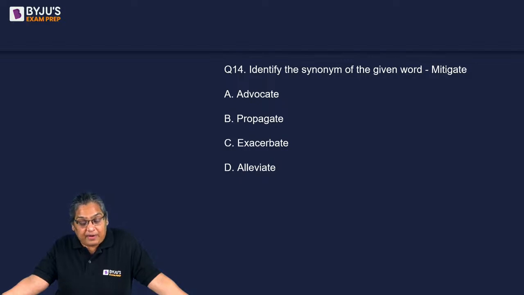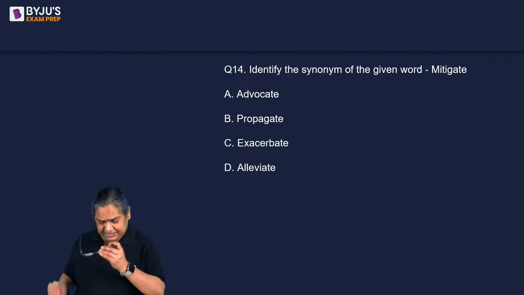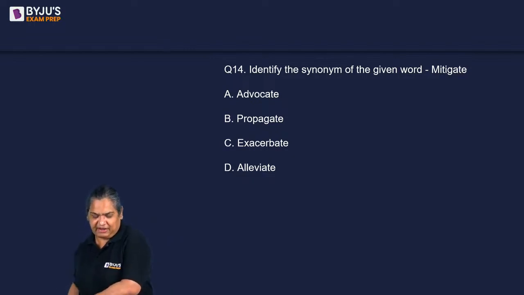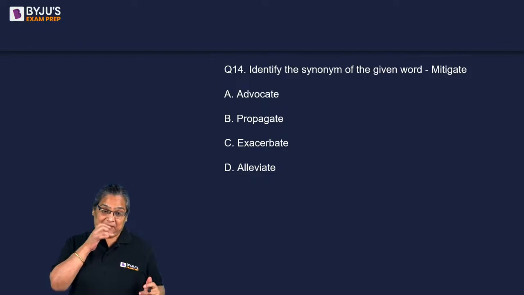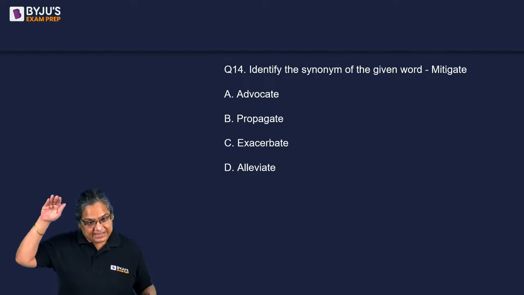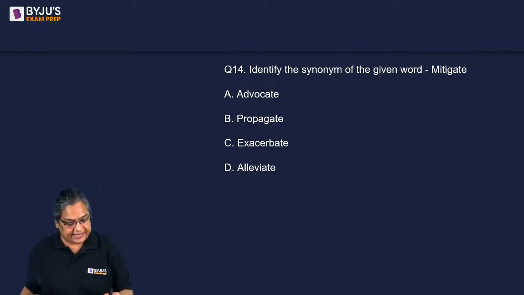Identify the synonym of mitigate. Advocate, propagate, exacerbate, or alleviate. What is the synonym of mitigate? He worked to mitigate the sufferings of the poor. Mother Teresa dedicated all her life to mitigate the sufferings of the poor. What does mitigate mean? Mitigate the traffic crisis in our cities. Mitigate the effects of climate change. Mitigate means make it more bearable, lessen, decrease the intensity, alleviate.